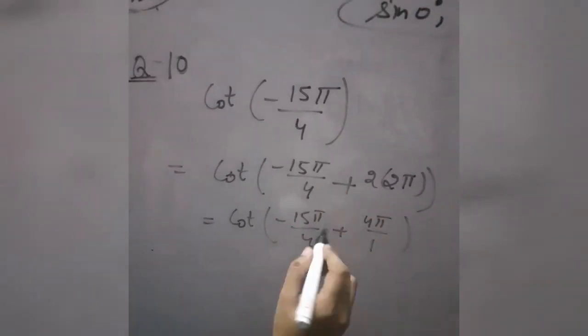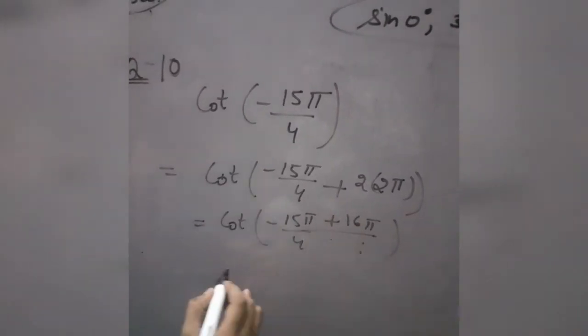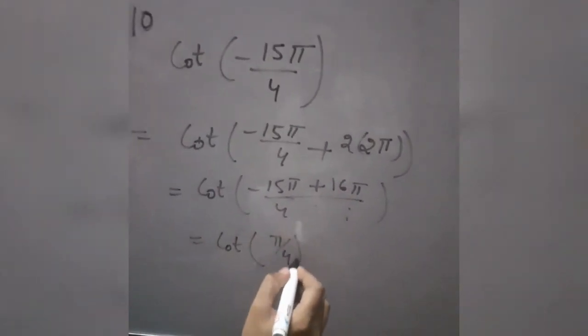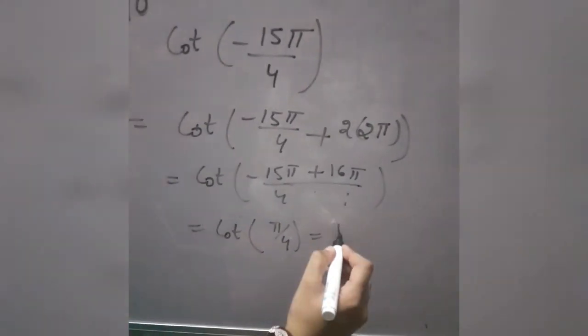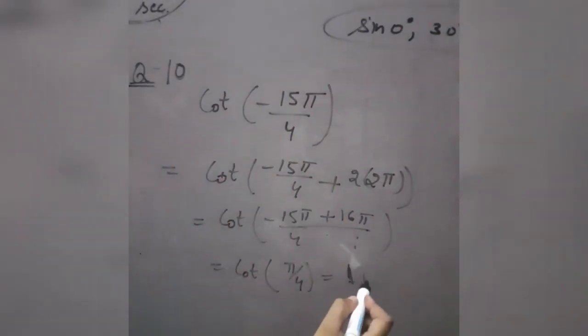When you simplify it after taking the LCM, the LCM is 4 into 4, it becomes 16 pi, and minus 15 pi plus 16 pi becomes pi by 4, and the value of cot pi by 4 is 1. So the answer is 1. The value of cot of minus 15 pi by 4 is 1.